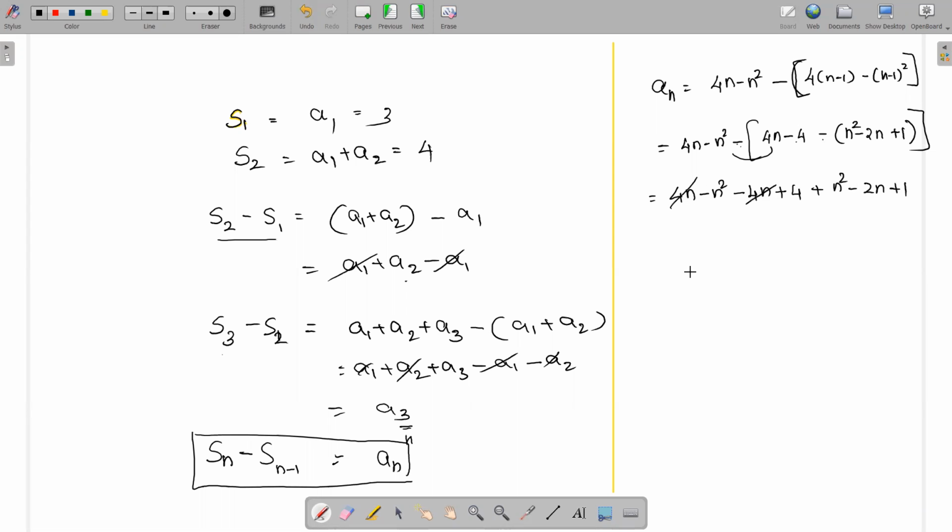Now 4n minus 4n is 0, n square minus n square is 0. But we are getting 1. Here it is 4, it is there, and 1 is there. 4 plus 1 is 5. Minus 2n. An is 5 minus 2n. Understood or not? Yeah, okay. All right. So this is the way we can solve.